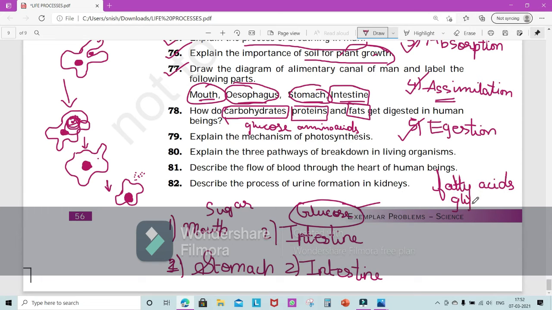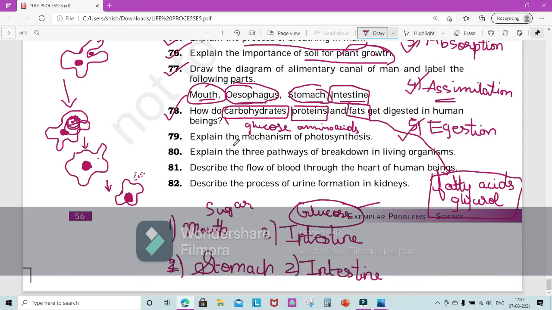Don't think it's something new, because these are mentioned in your NCERT. Fatty acids and glycerol are mentioned in the NCERT itself. So how they are digested is explained, and what their final forms are is also explained. So yeah, we are done.